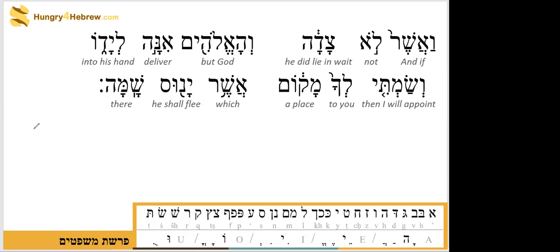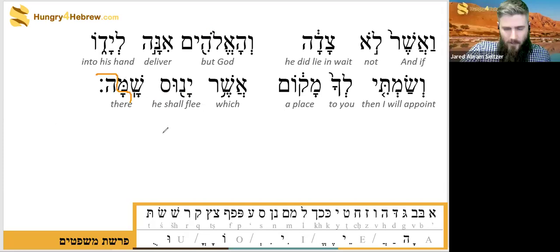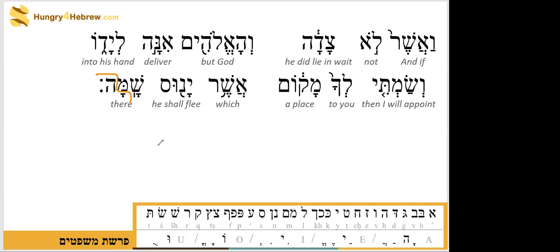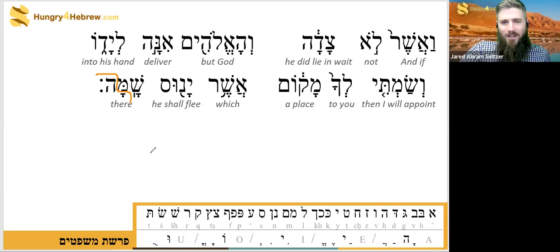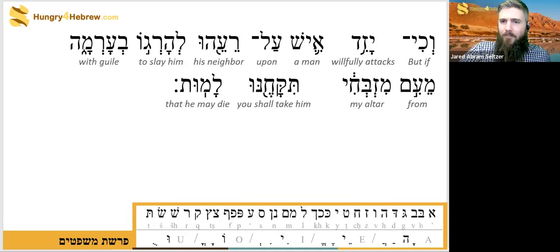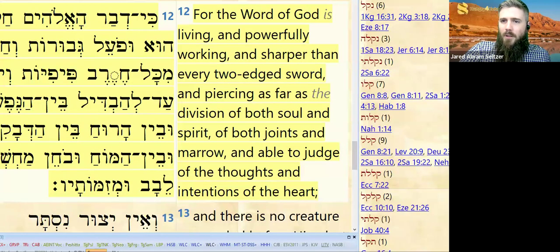The shama, I guess, is feminine, so that's because it's feminine, right? Or is that... It's not. It's directional. Okay. So we have the word sham with a directional hey, shama, towards there. He shall flee towards there. Okay.